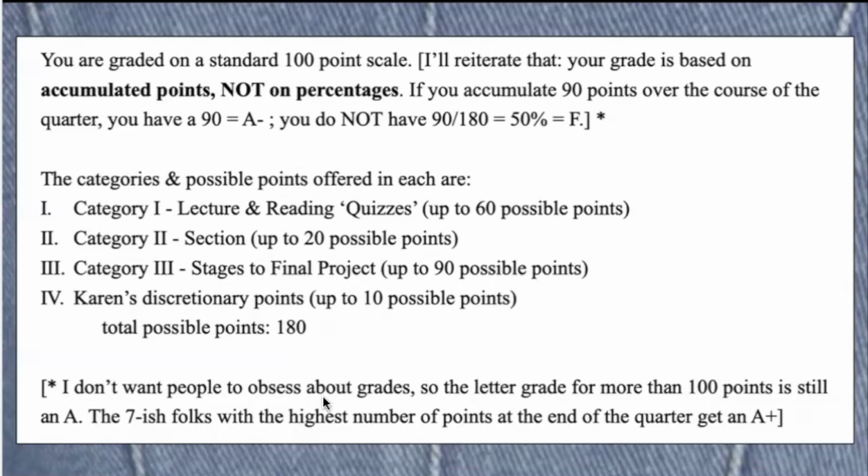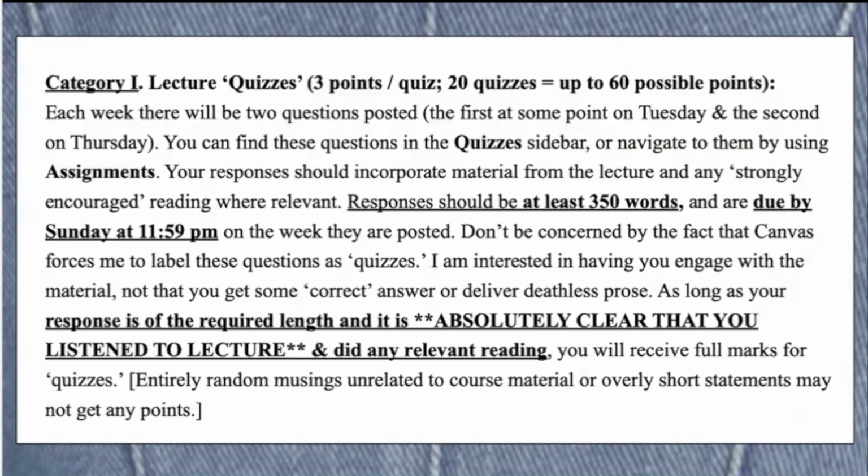The 7-ish, and sometimes it's 10 because I end up with a few people with the same number of points. But the people with the highest number of points at the end of the quarter get an A plus. Category 1, lecture quizzes. 3 points per quiz, 20 quizzes, up to 60 possible points.